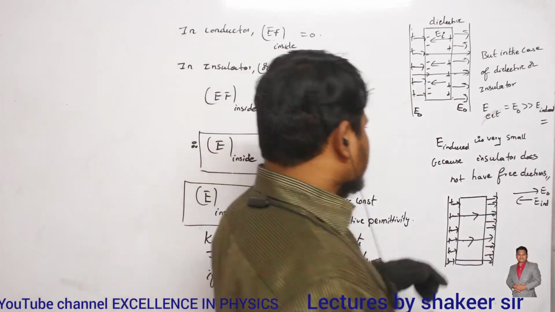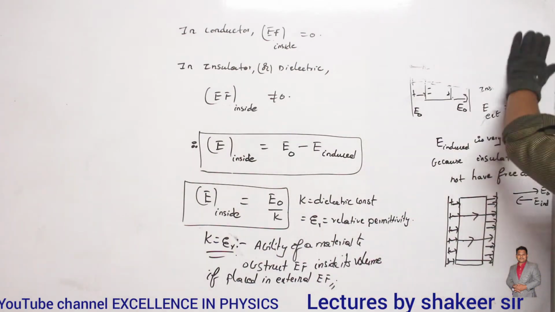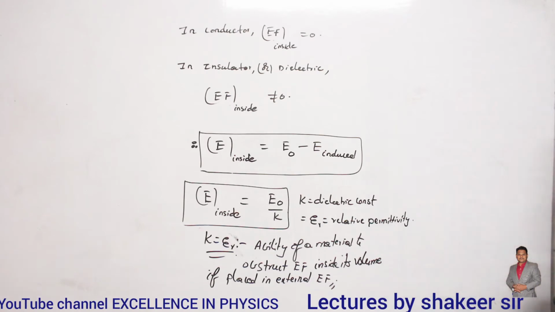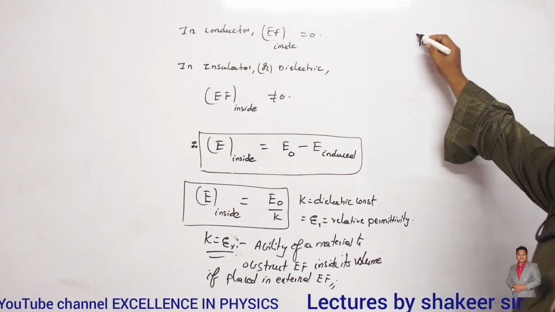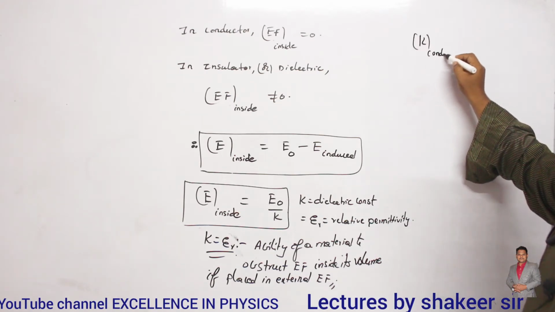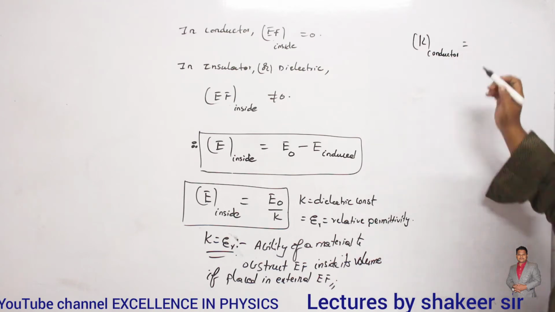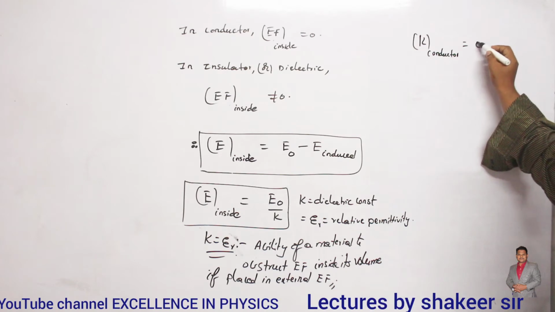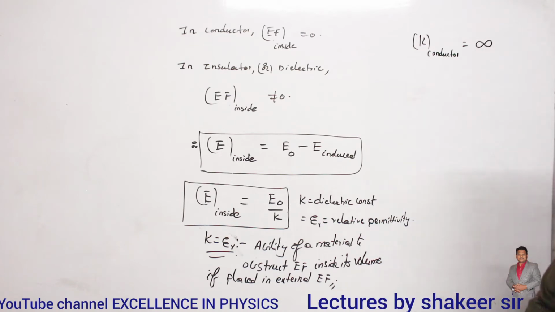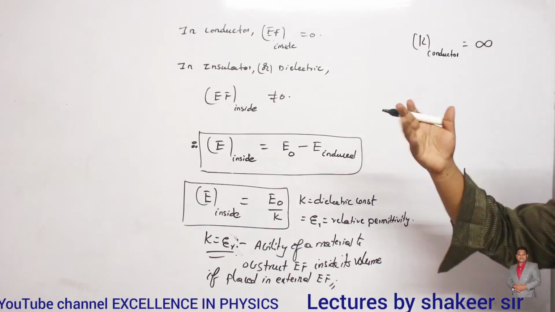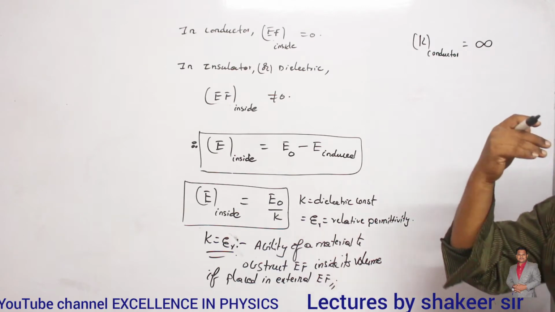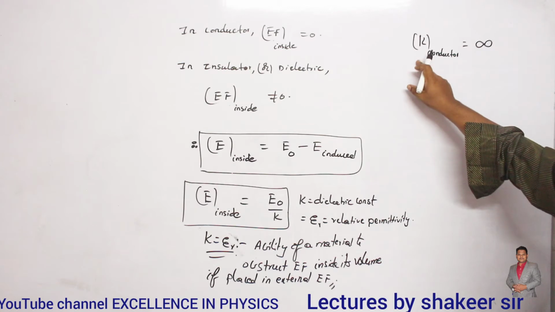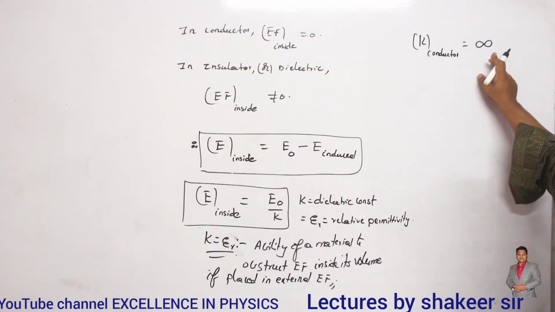Okay. So now, by using this, what is the K value of a conductor? Just now we have discussed, no? The K value of a conductor is infinite. Why is it infinite? Because it cannot allow any electric field lines. 100% it will obstruct all the electric field lines. So its ability to obstruct electric field is infinite. Are you able to understand?